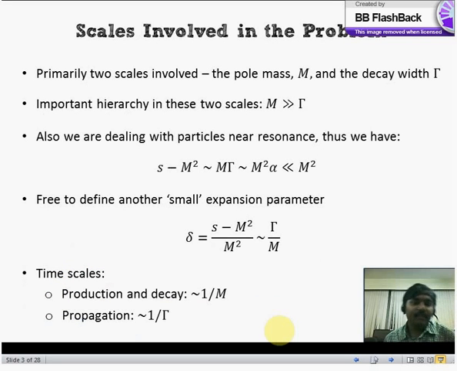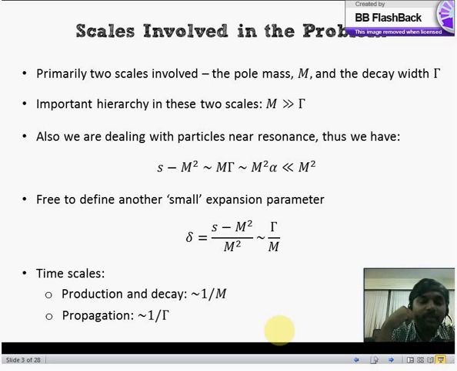So the scales involved in this problem are important to note down, and we'll note them down once and for all. There are primarily two scales involved. One is the pole mass, and another is the decay width. It is important that the decay width is much smaller than the pole mass. We can then consider particles near resonance. How near resonance? By near resonance we mean that s minus m squared is of the order of m times gamma.